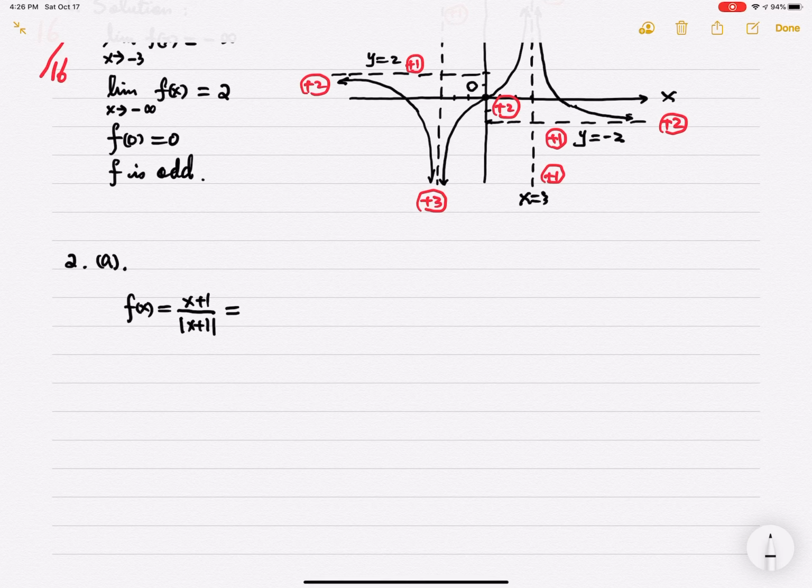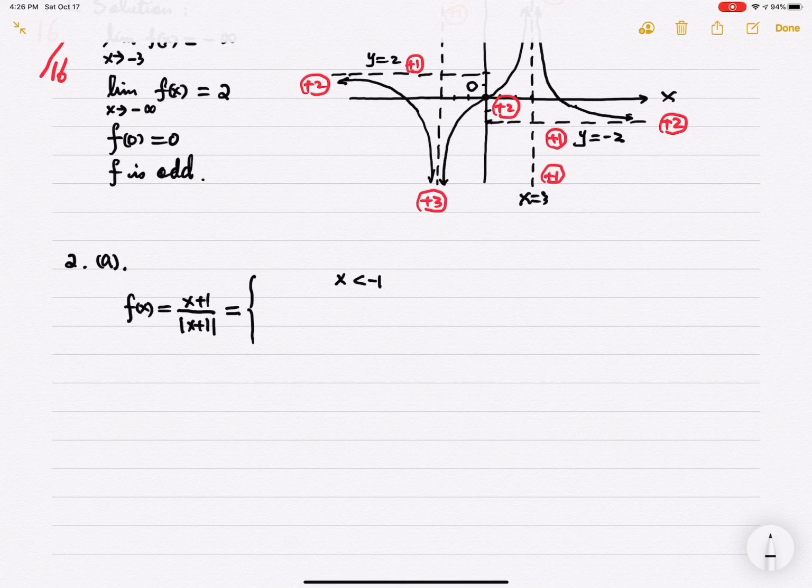Of course, to simplify, you just use the definition of absolute value. When x plus 1 is positive, the absolute value is itself. Let's consider x less than -1. Then x plus 1 is negative, so the absolute value is equal to the opposite. That means the absolute value of x plus 1 equals negative (x plus 1), because x plus 1 is negative, and negative of negative is positive.